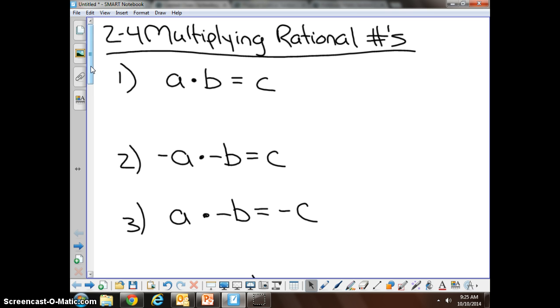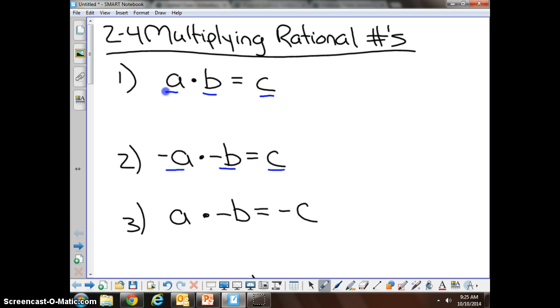Let me ask you this. When you have a positive number multiplied by a positive number, do you think your result would be a positive result? That's what I would guess. I would say a positive times a positive would be a positive. Would you say that a negative times a negative would also be a positive? I would also agree with you on that, Mr. Pottinger.